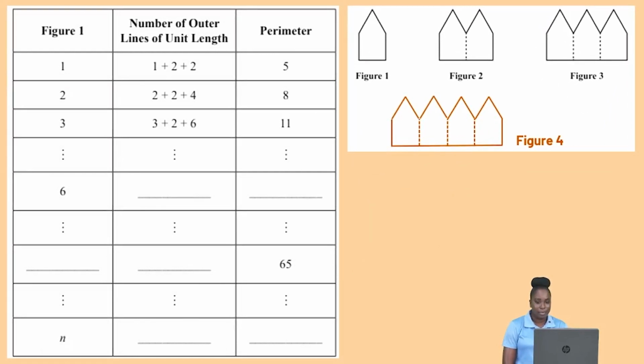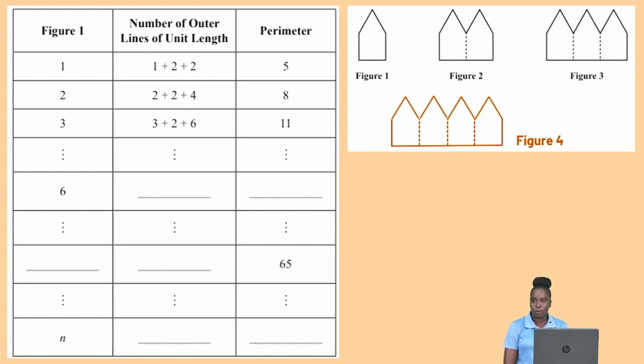So let's begin by assessing what we have already in our table. Well, I see 3 columns, and the first column gives the figure, the specific figure number. The second column is the number of outer lines of unit length, and the third column is the perimeter.